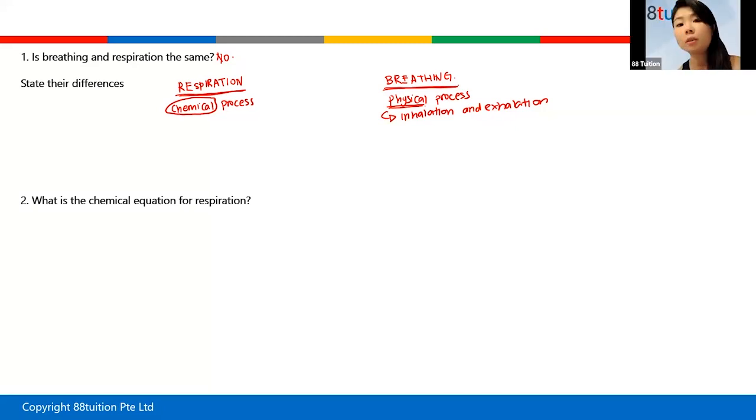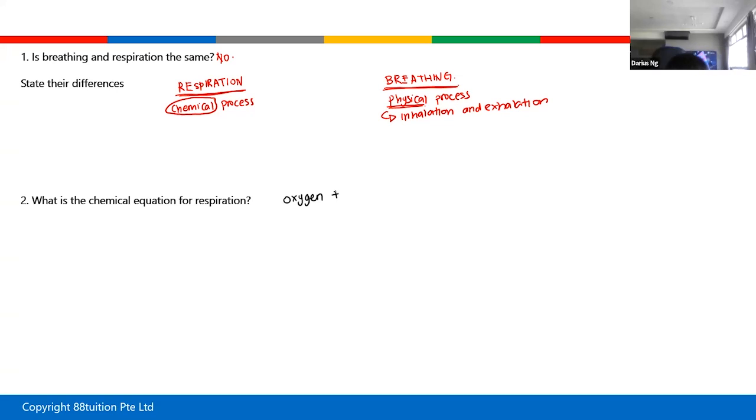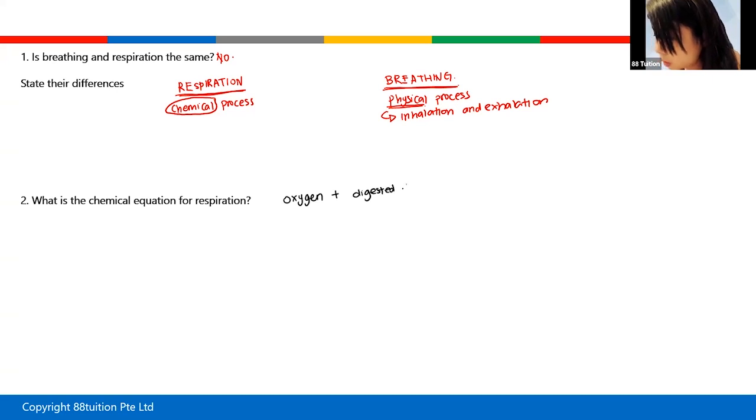Yeah, just try whatever. What is the gas that we need? This should be quite straightforward. So oxygen. Guys, remember I said respiration is a chemical equation. So I have oxygen plus what? Darius? Sugar or food. Very good. I need digested food.